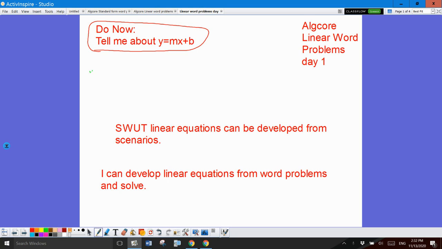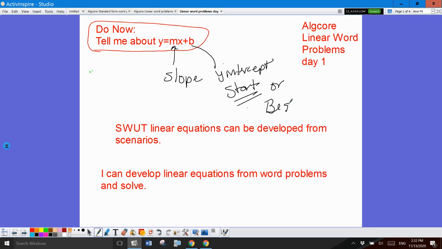Okay, so tell me what you remember about y equals mx plus b. Hopefully you remember that my m is my slope and that the b, well, that's the y-intercept. And this was our starting point, okay? That was our starting point, or the beginning. So that was the thing that happened once. That was our beginning.